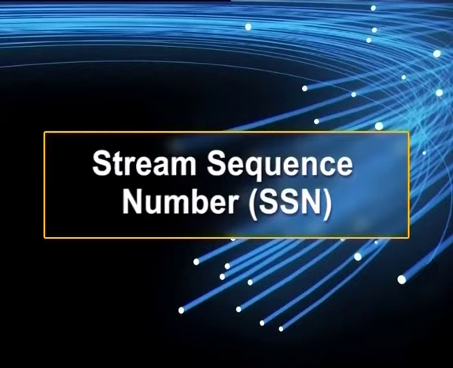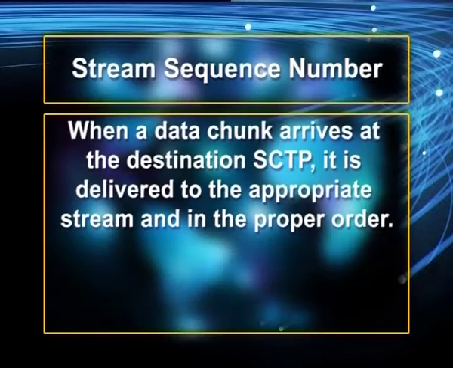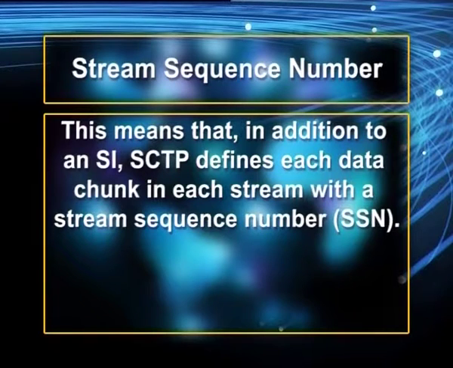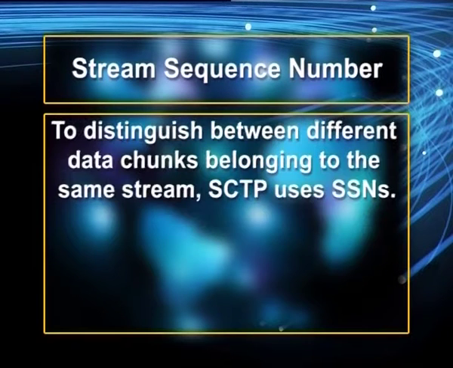Stream sequence number, SSN. When a data chunk arrives at the destination SCTP, it is delivered to the appropriate stream and in the proper order. This means that in addition to an SI, SCTP defines each data chunk in each stream with a stream sequence number, SSN. To distinguish between different data chunks belonging to the same stream, SCTP uses SSNs.